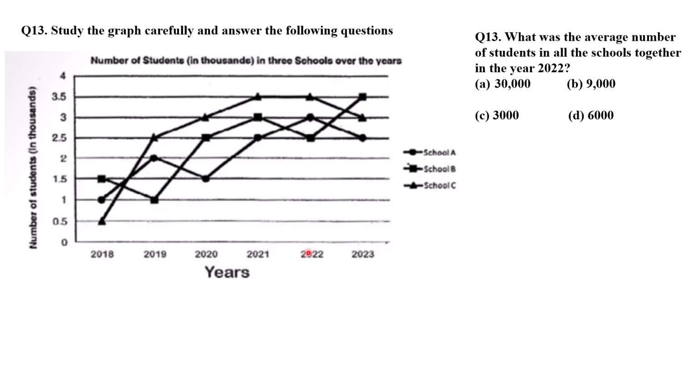Now this is 2022, and here are the data given for all the three schools. If you see here, this rectangle is for school B. School B is having 2.5 into 1000, which means 2500 students. School A is having 3000 students, and school C is having 3500 students. Now you have to find the average of it. So how to find the average?